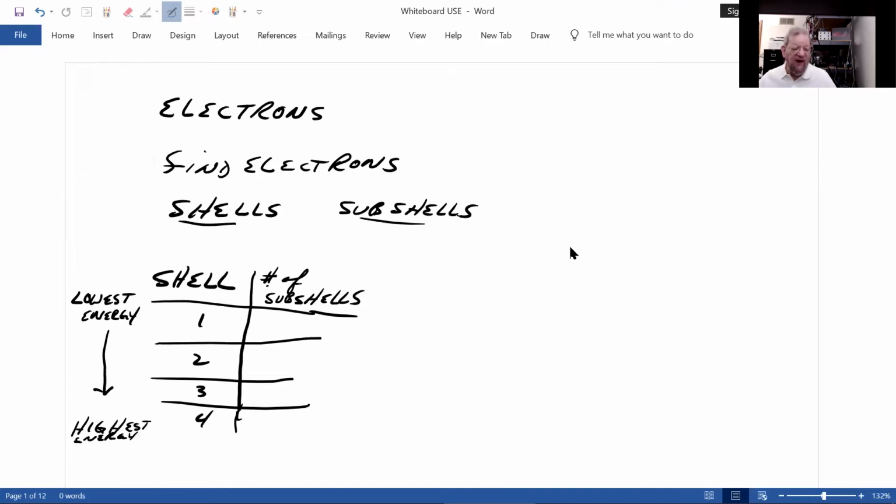Now, shell 1, this is real difficult. How many subshells does it have? 1. Shell 2, how many subshells does that have? 2. Shell 3 has 3, and shell 4 has 4. So this is an important table, telling you the shell name, 1, 2, 3, and 4, and the number of subshells each shell has.